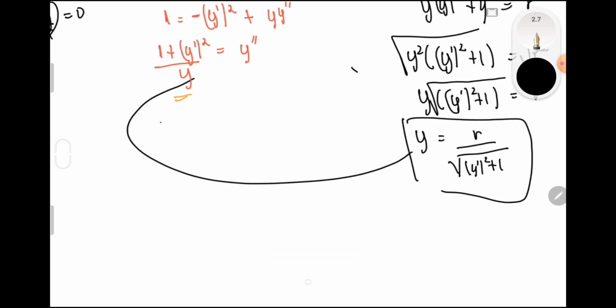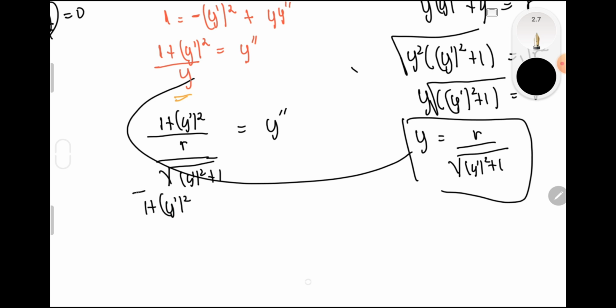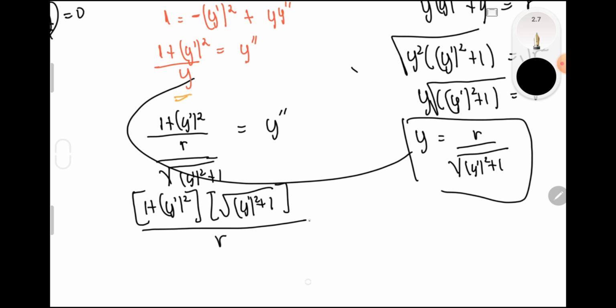So therefore, we'll have 1 plus y prime squared divided by y, which is equal to r divided by the square root of y prime squared plus 1, is equal to our y double prime. Okay, so as you can see, we may write it as 1 plus y prime squared multiplied by the square root of y prime squared plus 1 divided by r is equal to y double prime, right?